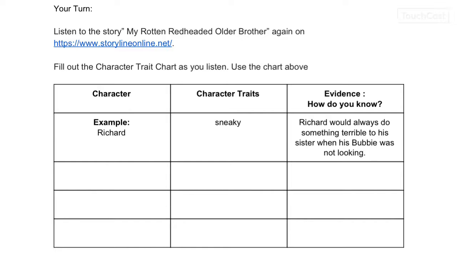So let's look at the chart. You're going to pick a character. In My Rotten Red-Headed Older Brother, there's Richard. There's the sister, Trisha. There's Bubby, the grandma. You can do the grandpa, but just make sure you have enough evidence to back it up. But those are the three main characters.